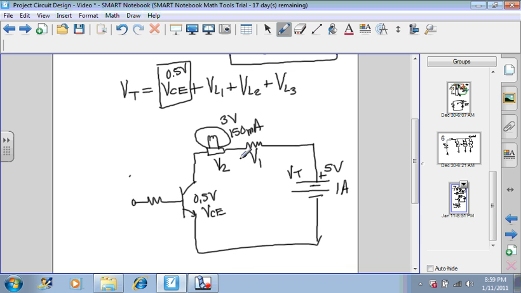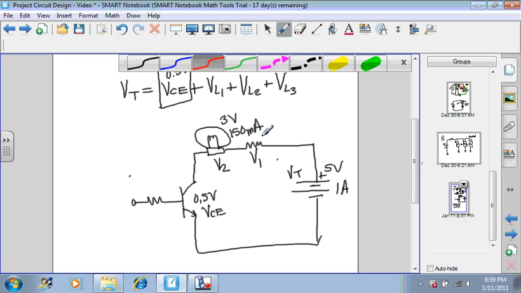Now, since we want to operate the lamp, we must force a current of 150 milliamps around this series circuit. Therefore, our calculations must make this series circuit 150 milliamps. This is what we want. So if 150 milliamps flows through the lamp, then we need to use this resistor to make sure that we get 150 milliamps.